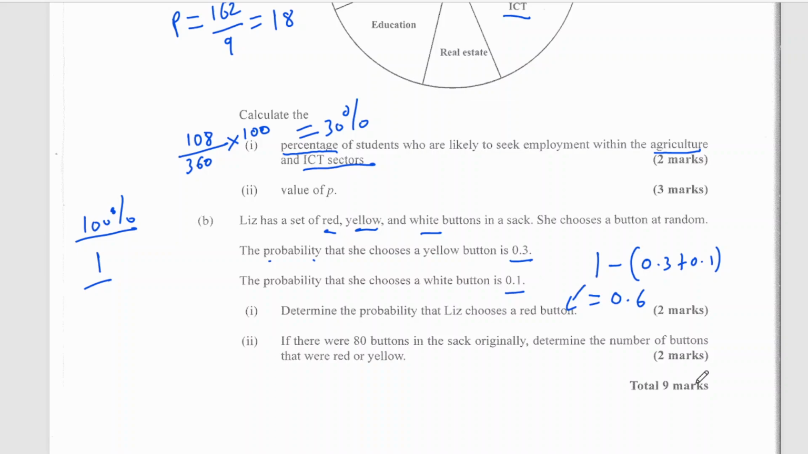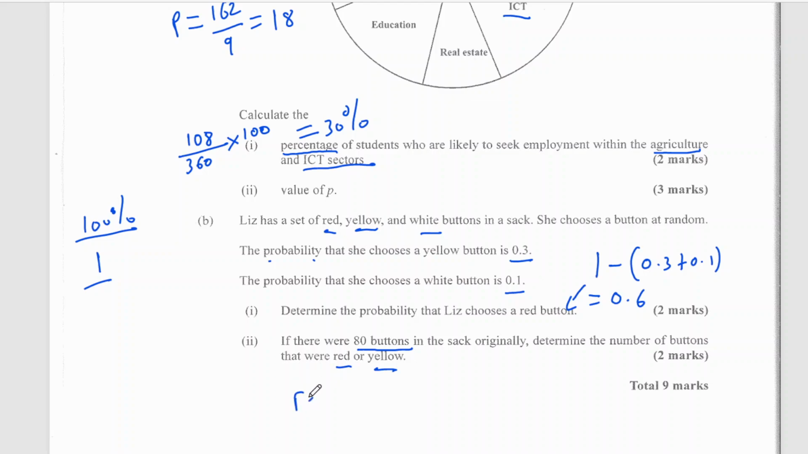And then part 2, if there were 80 buttons in the sack originally, determine the number of buttons that were red or yellow. Right, so if we have a total amount, and I want to know how much were red or yellow, we have the probability, or let me use the word decimal fraction of it. And so this will give us the parts of it, right? The part that is yellow and red.